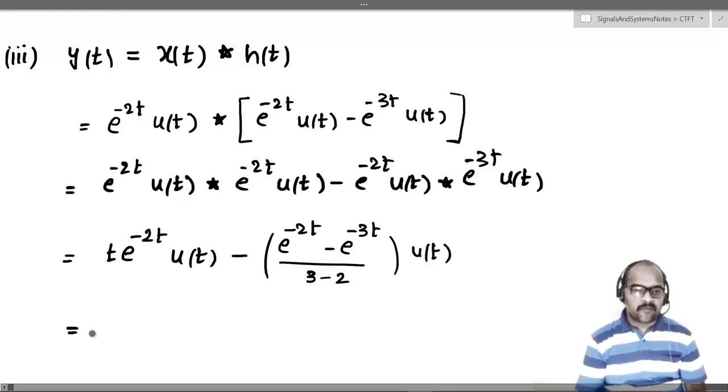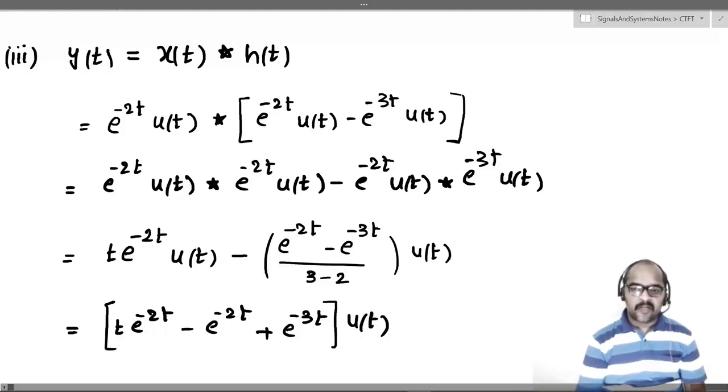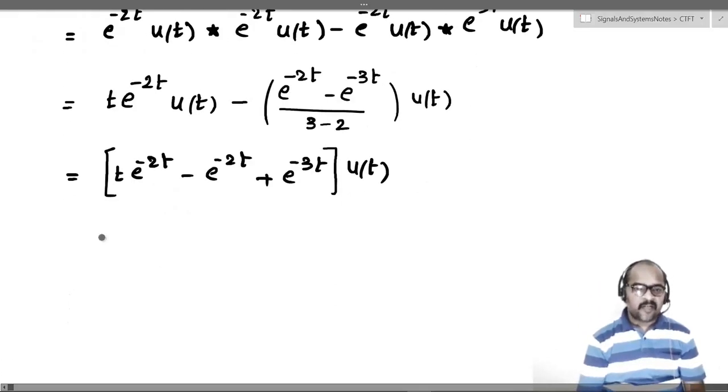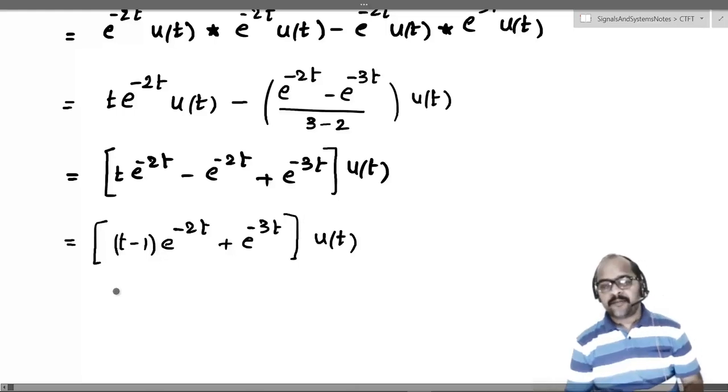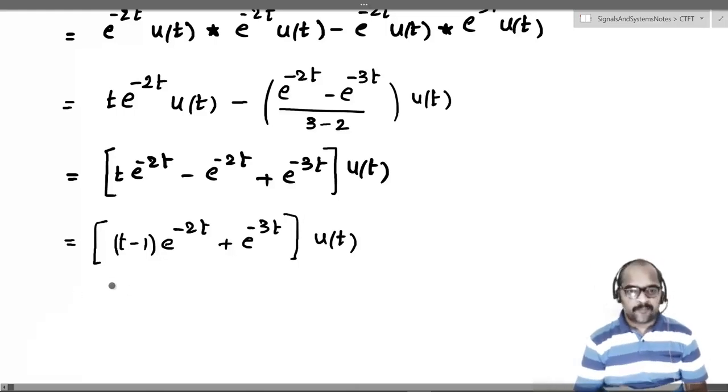Okay, so this would be equal to, u of t is common, we will write t e power minus 2t minus e power minus 2t plus e power minus 3t, and this whole thing is multiplied with u of t. Okay, so we can further simplify, that's okay. So this should be equal to (t minus 1) multiplied with e power minus 2t, plus e power minus 3t, times u of t. Okay, so in that way we can get the output of the system, which is given by this.